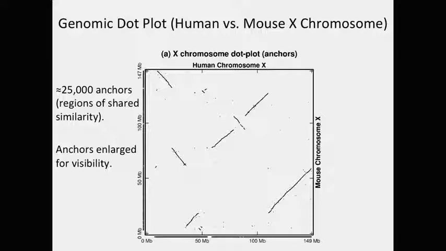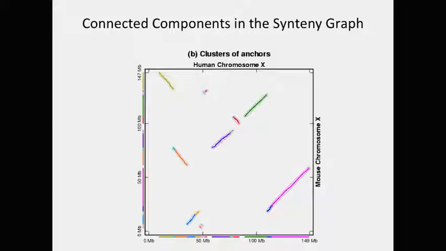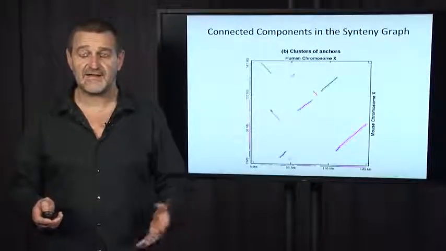After developing the algorithm for constructing Synteny blocks, we are now ready to find out what the Synteny blocks are between the human and mouse X chromosome. Here is the genomic dot plot for the X chromosome consisting of 25,000 dots. We form a Synteny graph on these 25,000 nodes, and in this slide you can see the resulting connected components.